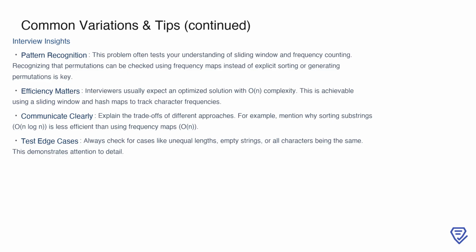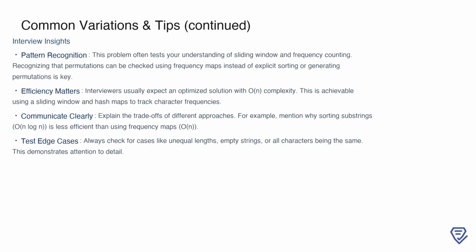In interviews, this problem is often used to assess your grasp of the sliding window technique and frequency counting. The key is recognizing that you don't need to generate or sort permutations explicitly. Instead, frequency maps can efficiently verify if a substring is a permutation. Interviewers typically expect an optimized O(n) solution, which can be achieved by combining sliding window logic with hash maps to track character counts dynamically. Be sure to articulate the trade-offs between approaches.